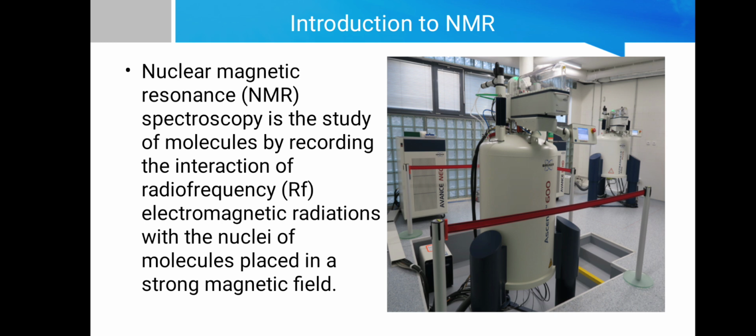So, introduction to NMR. Nuclear magnetic resonance spectroscopy is the study of molecules by recording the interaction of radio frequency electromagnetic radiations with the nuclei of the molecules which are placed in a strong magnetic field. So it is basically the interaction of the nuclei of the molecules with the strong magnetic field by interaction of the radio frequency electromagnetic radiations.